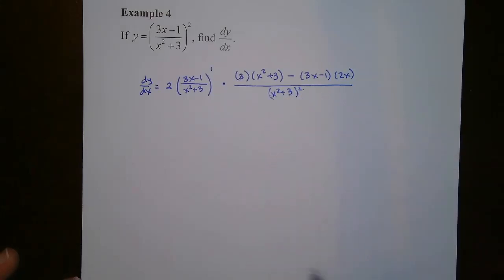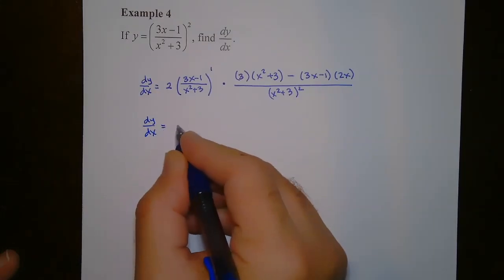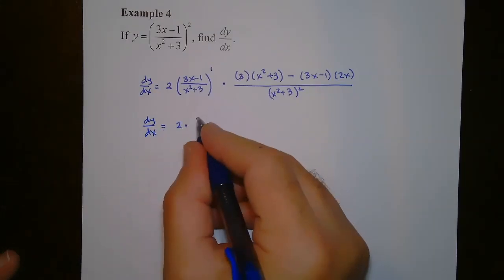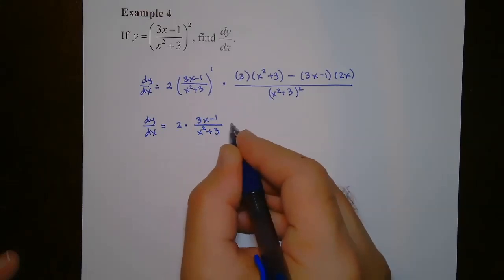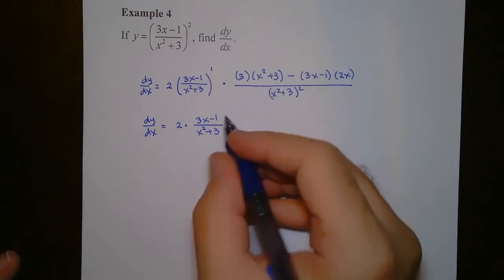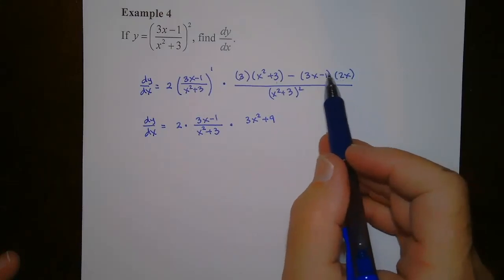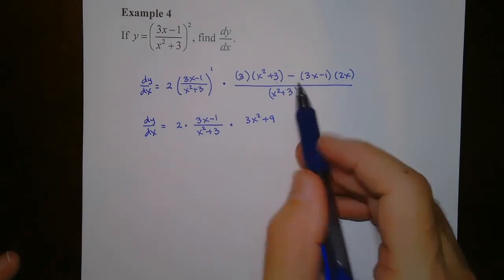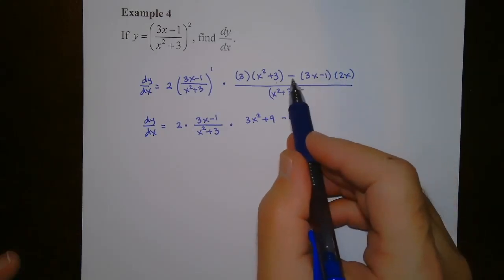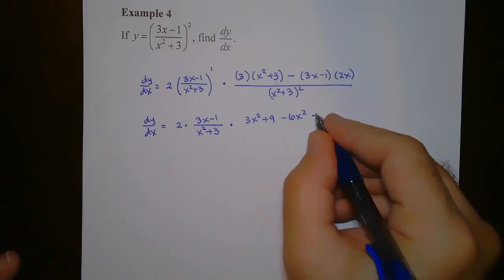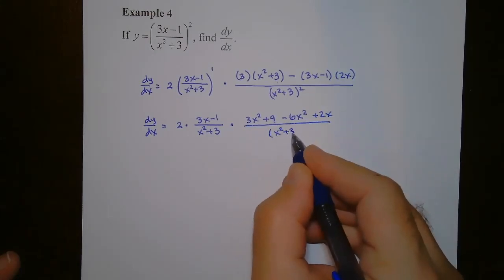squared. Okay, so cleaning this up a little bit, dy over dx is equal to 2 times, and really this is just (3x minus 1) over (x squared plus 3) times, and then multiplying this out, this would be 3x squared plus 9. And 2x times 3x would be 6x squared, but I need to subtract it, so that'd be negative 6x squared. And 2x times negative 1 is negative 2x, but I need to subtract it, so that becomes positive 2x. All over the denominator, x squared plus 3 squared.